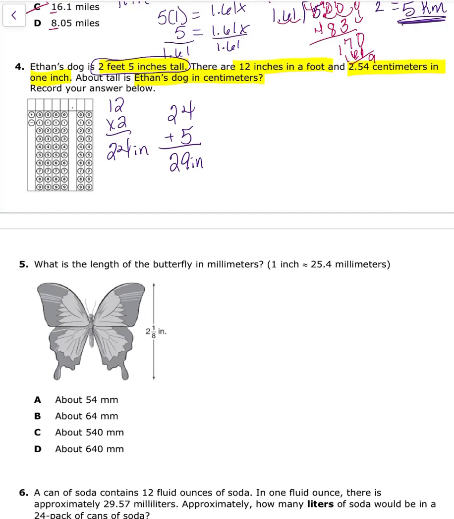Okay? Now I'm going to set up my proportion, centimeters to inches. So 2.54 centimeters in 1 inch, and then 29 inches and x. All right? So cross multiply.